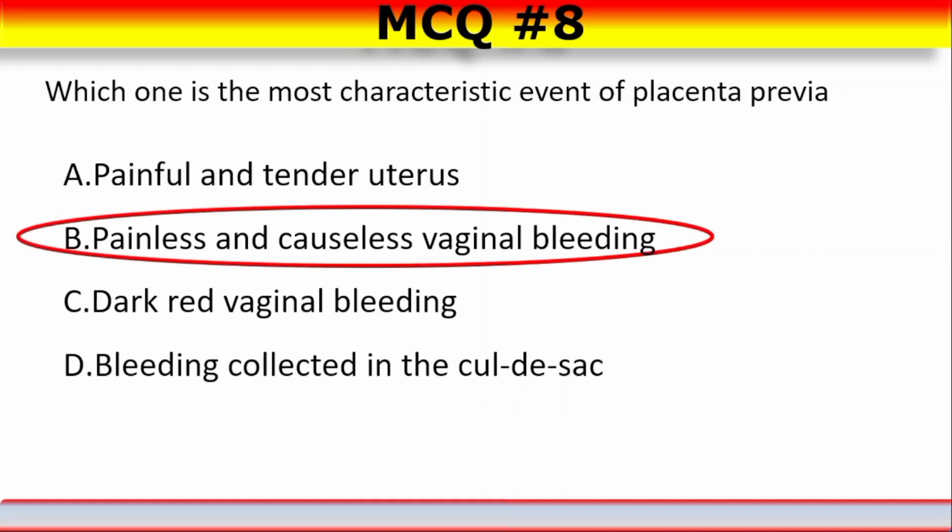The correct answer is B. Painless and causeless bleeding. The others, A and C, are the features of abruptio placenta. So the correct answer is B.